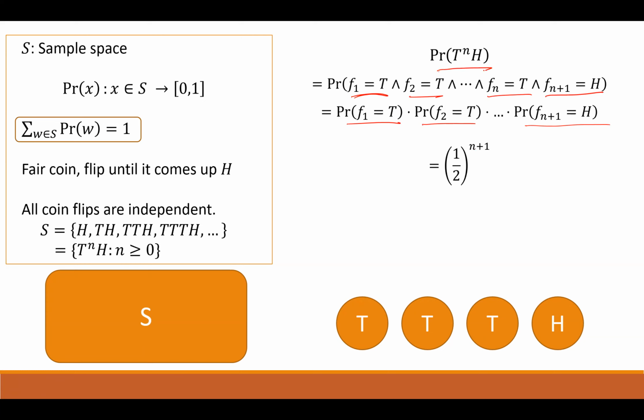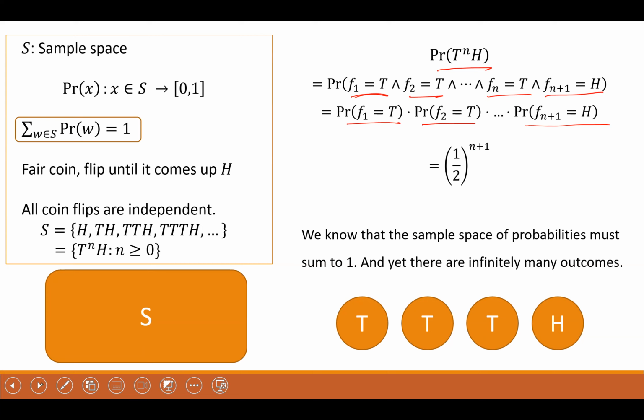Questions so far? Okay. So this is an infinite sample space, and we know that for any sample space, all the probabilities must sum to 1, right? So as a sanity check, we're going to verify that I can look at every single possible outcome, and I can take the sum of them, and that sum will be 1. Okay, which may seem a little bit counterintuitive.